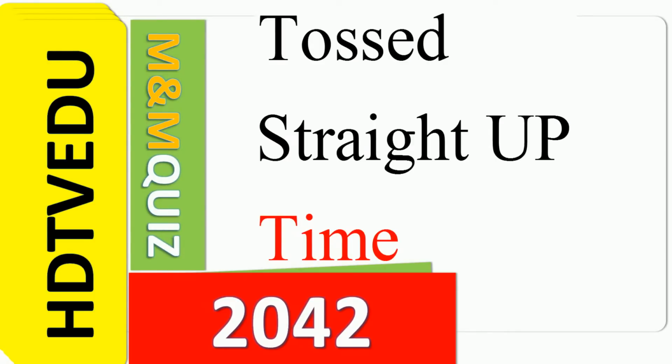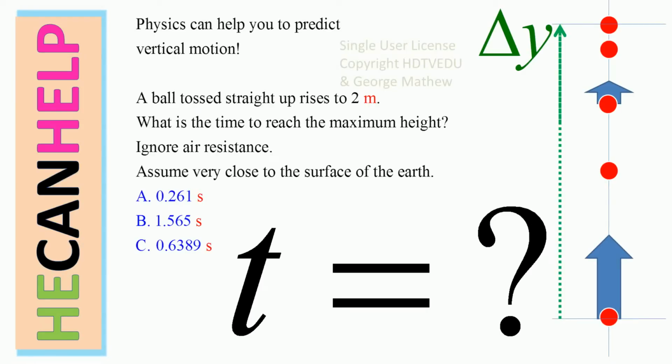M&M quiz 2042, tossed straight up, time. Physics can help you to predict vertical motion. A ball tossed straight up rises to 2 meters. What is the time to reach the maximum height? Ignore air resistance. Assume very close to the surface of the earth.